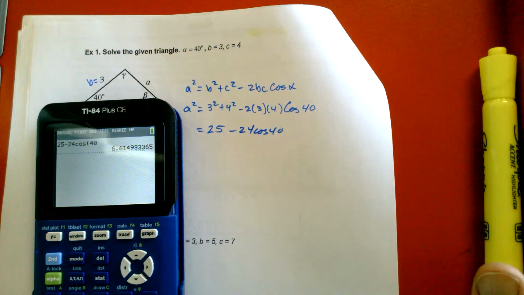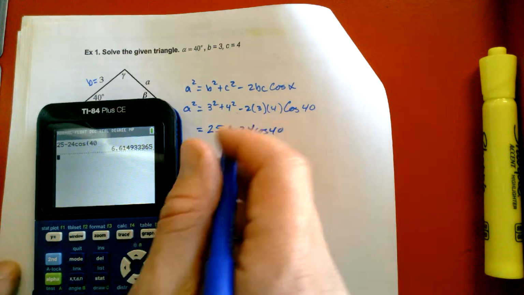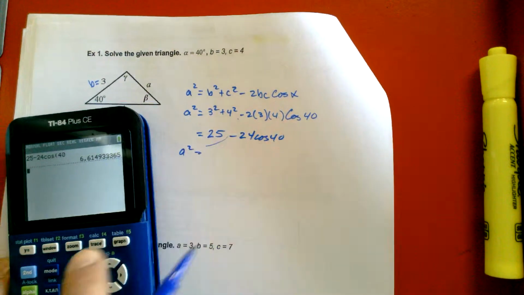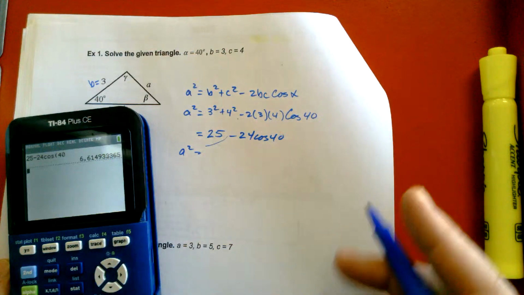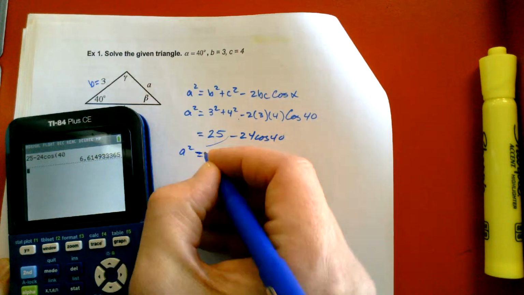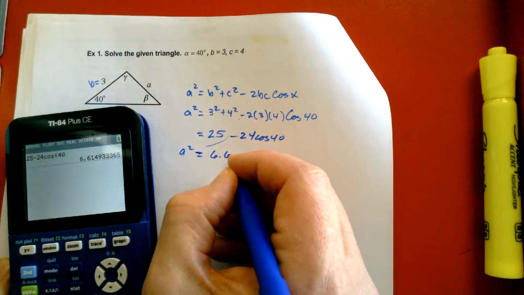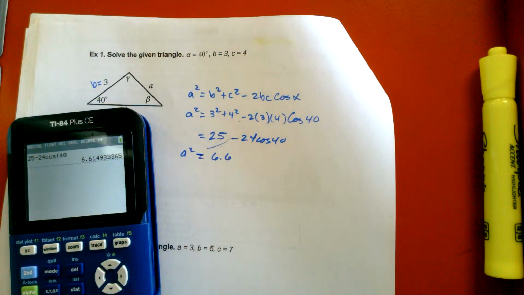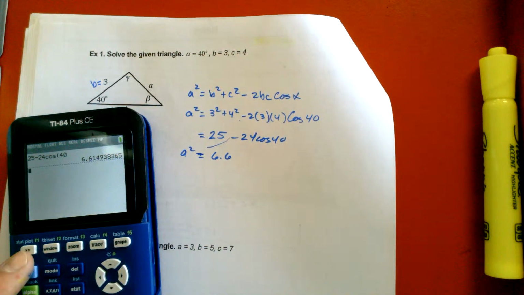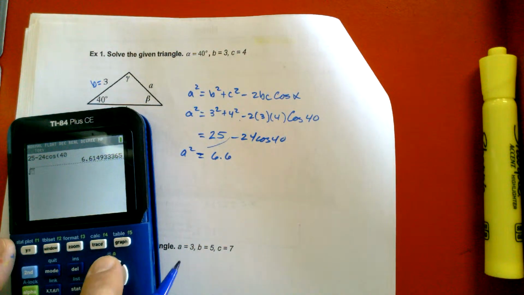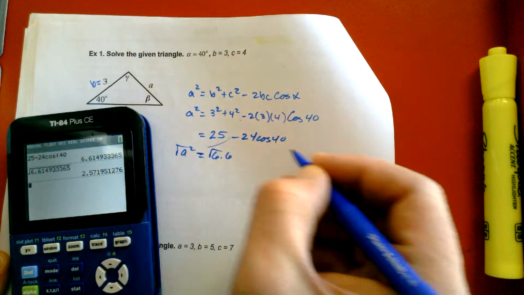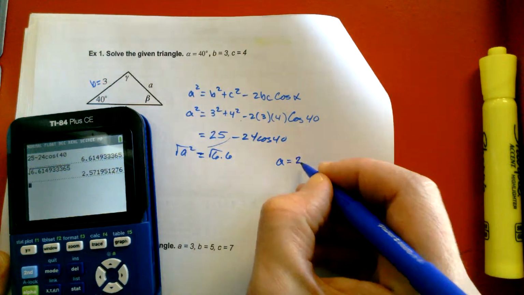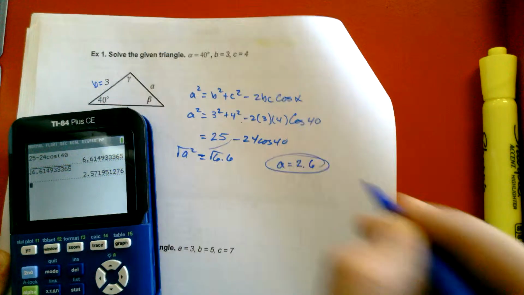Always make sure you're in degrees, which I am. If you're not, just easily switch it in your mode. And I got approximately 6.6. Well, that's a squared, so make sure you square root it. So I'm going to go ahead and square root. Copy and paste that. And I get a is about 2.6-ish.